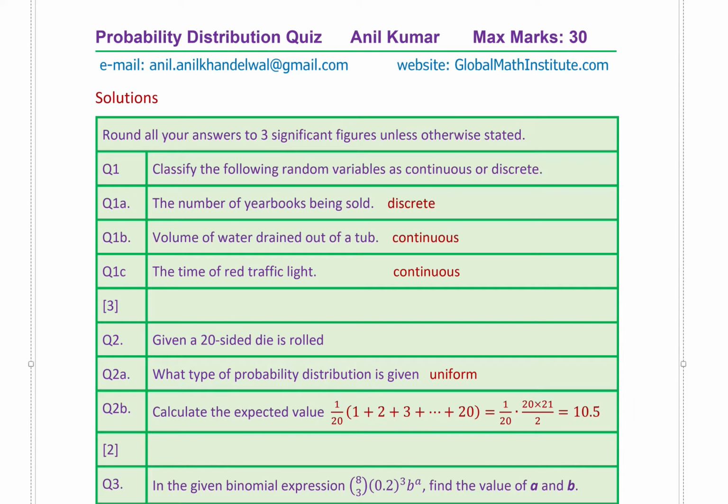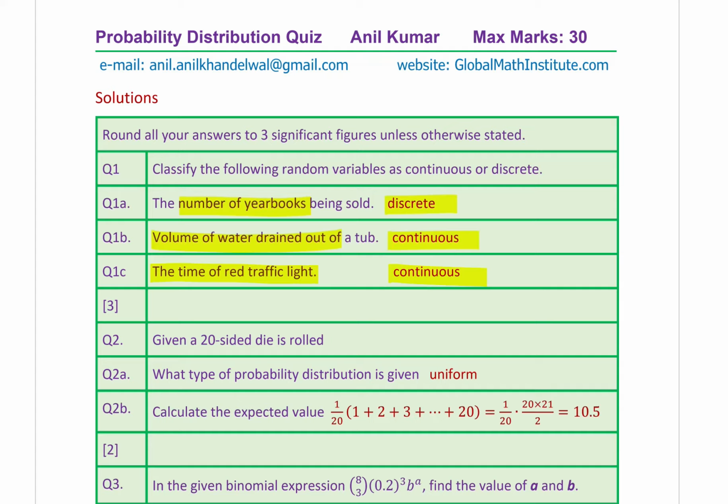Here is the solution to the very first one. So these are 1 mark each questions. Question number 1, we need to classify the following random variables as continuous or discrete. So the first one, which is the number of yearbooks, is discrete. Volume of water drained out of a tub, continuous. The time of a red traffic light is continuous.